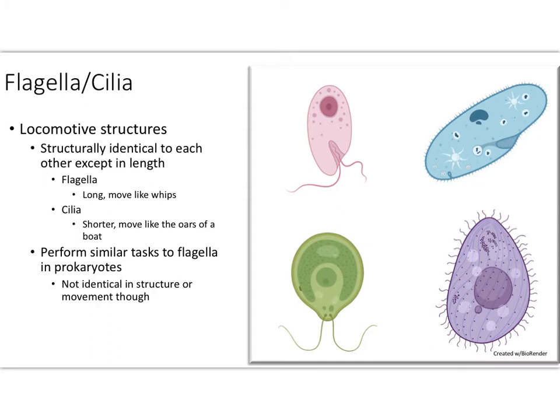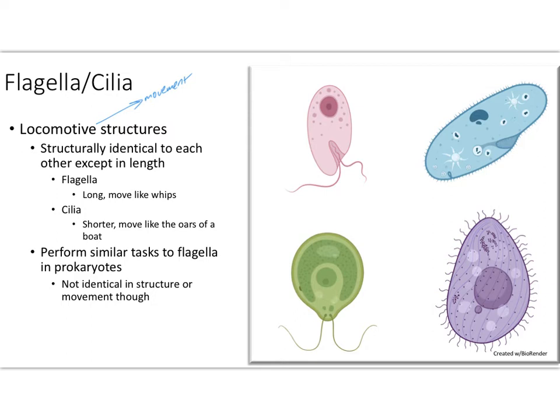Just like in prokaryotic cells, some eukaryotic cells might have external appendages that they use for movement throughout their environment. In eukaryotes, those types of appendages are either flagella or cilia. So these are considered locomotive structures, or structures that allow them to move. And remember that movement, the technical word for that in biology, is taxis.